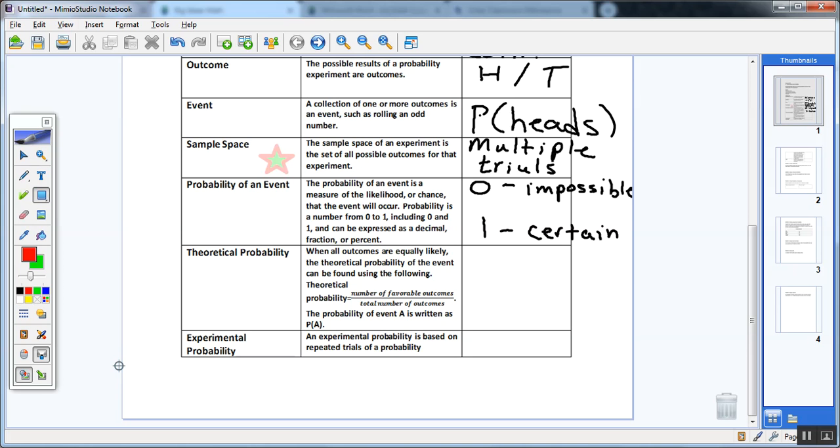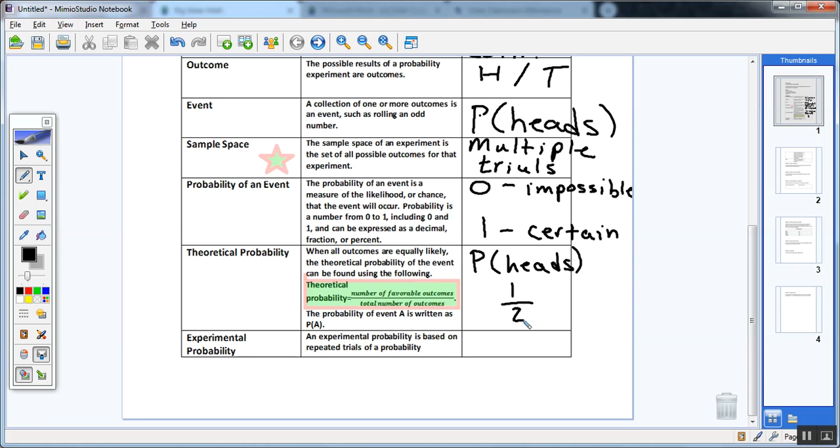The theoretical probability of the event can be found using the following right here. Theoretical probability is equal to what over what, kids? Number of favorable outcomes over number of possible outcomes. So if I use this idea of getting heads, what is the probability on one flip that you get heads? Well, kids, number of favorable outcomes means this. How many sides are heads? 1. How many possible outcomes are there on that coin? 2. Okay, so there's a 1 in 2 chance.